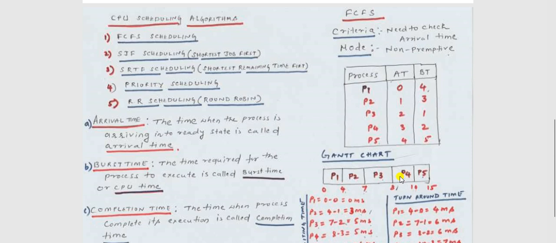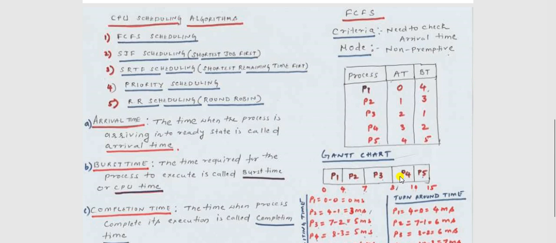First one is FCFS scheduling, that is first come first serve scheduling algorithm. Second one, SJF scheduling, you can also call it the shortest job first algorithm. Third, SRTF scheduling, shortest remaining time first scheduling algorithm. Fourth one is priority scheduling. Fifth one is RR scheduling, which is also called round robin scheduling algorithm.